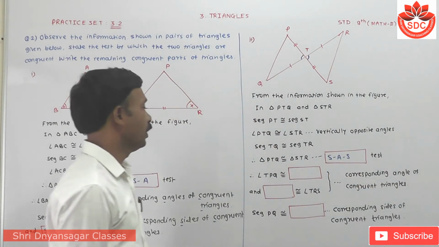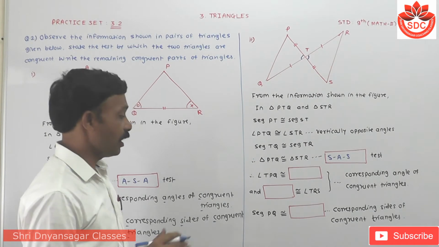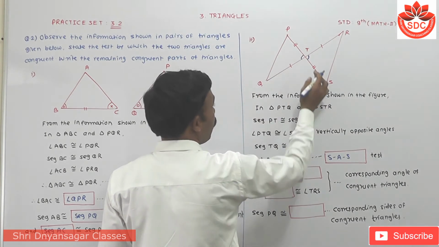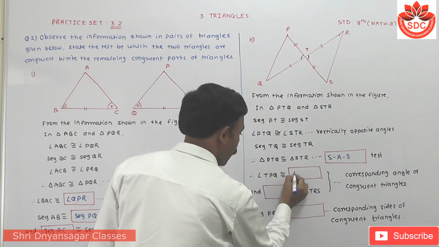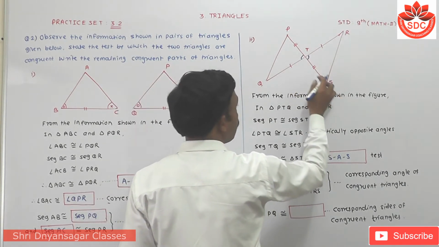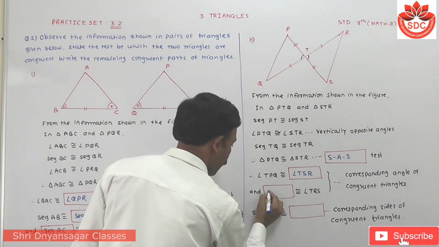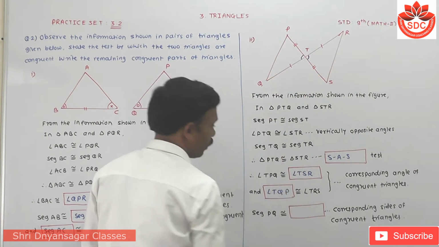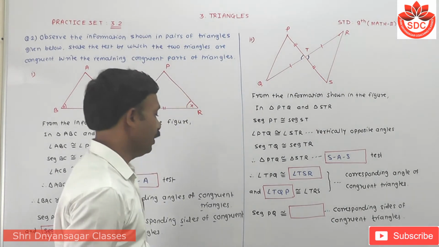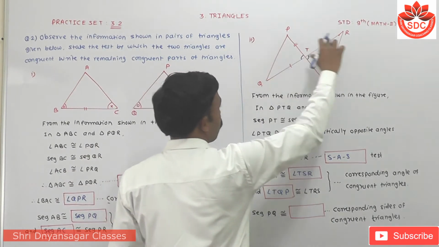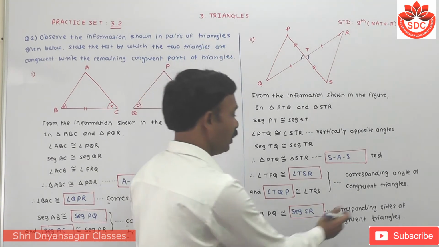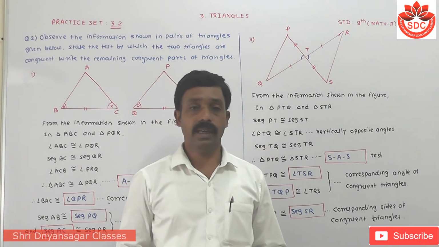By the SAS test, their corresponding angles and corresponding sides are also congruent. So here is angle TPQ, corresponding to angle TSR. Then TRS is given, so I have to write angle TQP, by corresponding angles of congruent triangles, CACT. Then segment PQ is congruent with segment SR, by corresponding sides of congruent triangles. Okay, we take the next question.